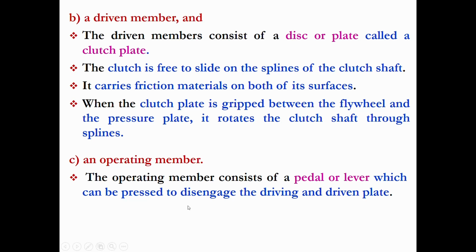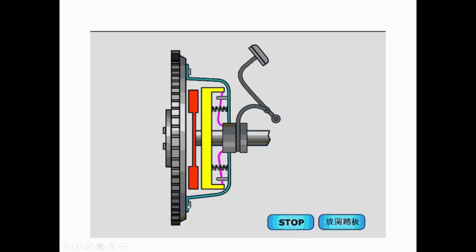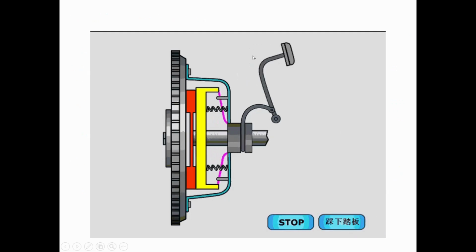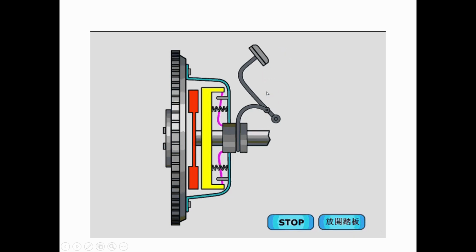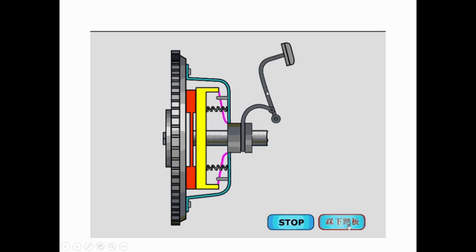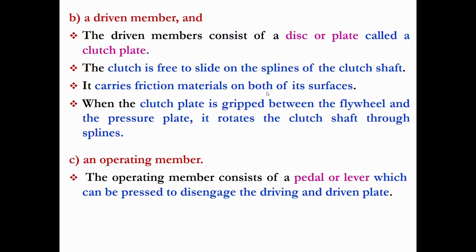The next one is the operating member, that is the pedal or lever. Here is the pedal. When the driver presses the pedal, the disengagement will happen. So that is the third important part of the clutch assembly.